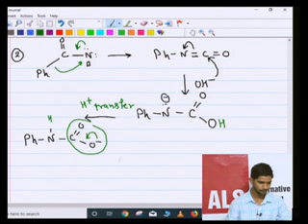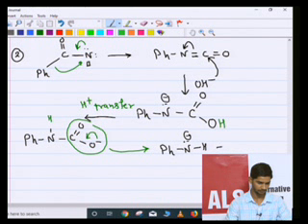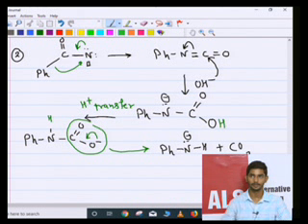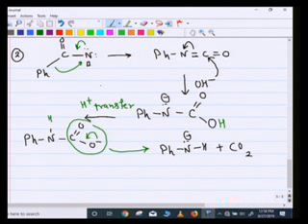Now, guys, I am not separating the steps this time. For that, you can refer to the previous mechanism. I am writing the answer. So here, PhN negative H, and CO2 will be released. And again, there will be use of water, and you will get PhNH2.